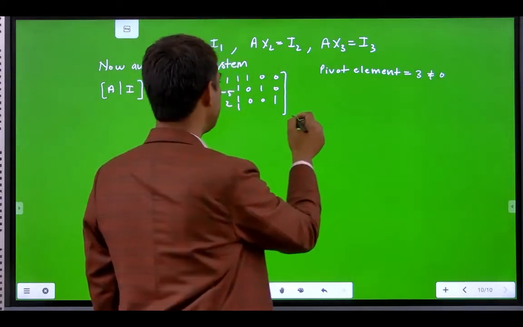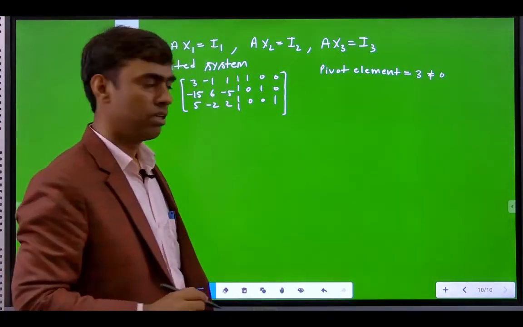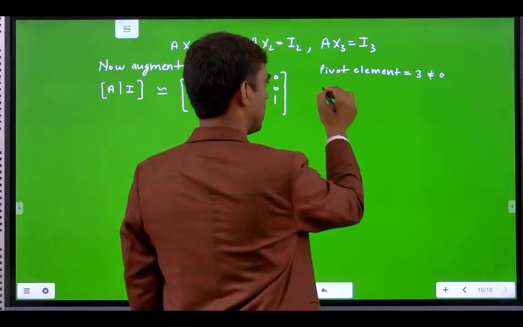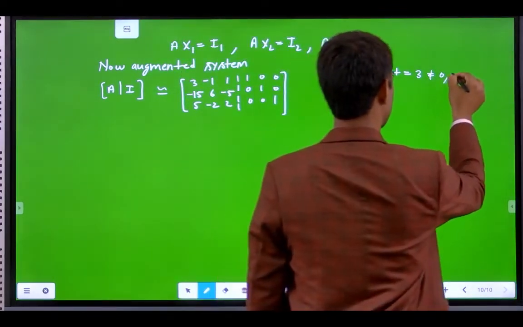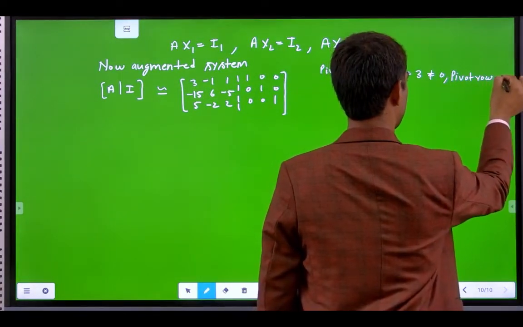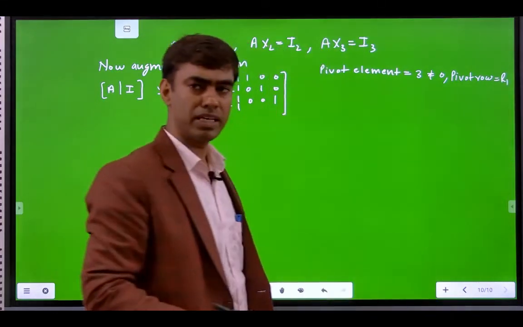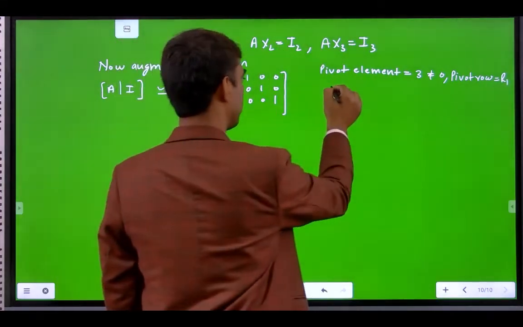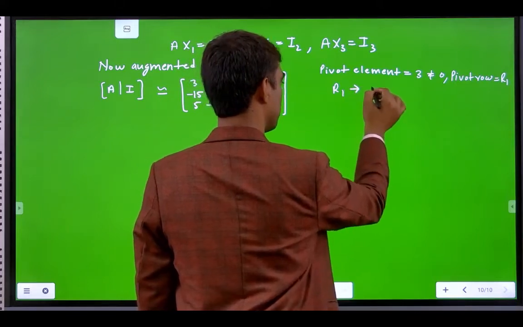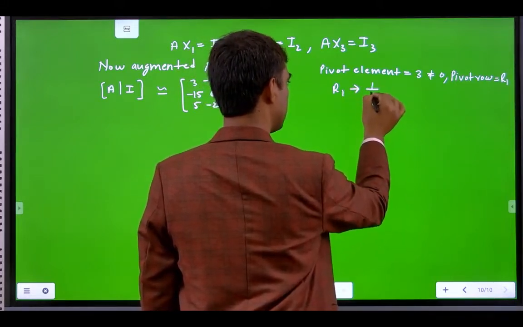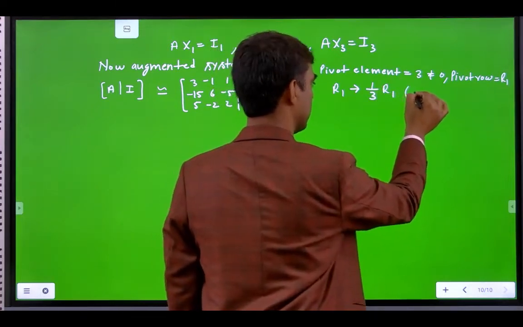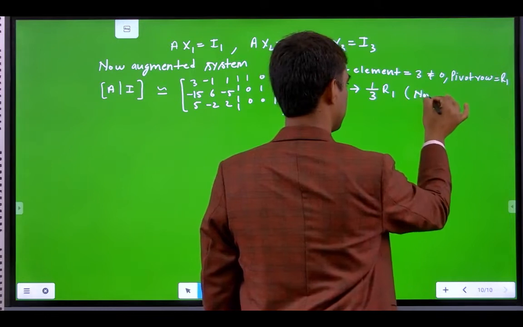Now we normalize the first equation. For the normalization, the pivot row is the first row, R1. So we perform the normalization on R1: R1 becomes R1 divided by the pivot element, which is 3, for the normalization.